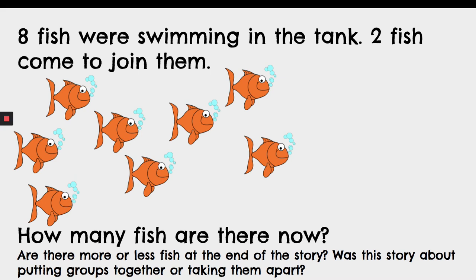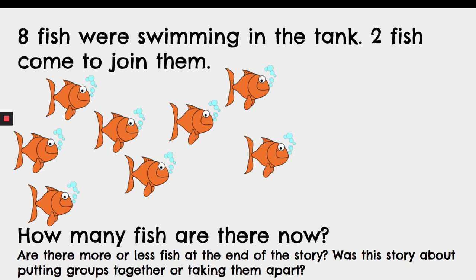Let's see. 8 fish are swimming in the tank. 2 fish, so 2 more fish come to join them. How many fish are there now? Are there more or less fish at the end of the story? And was the story about putting groups together or taking them apart?